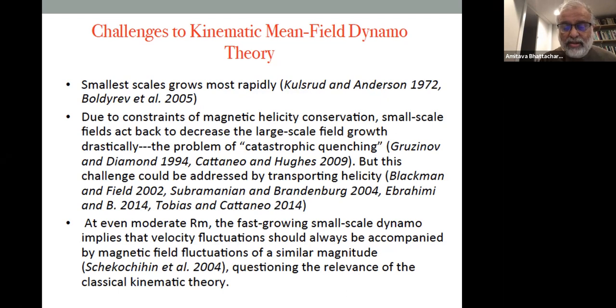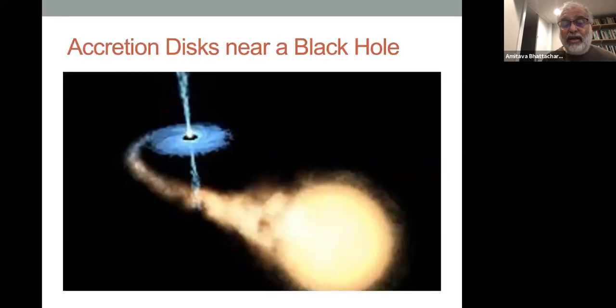And the fact of the matter is that even at moderate Rm, the fast-growing small-scale dynamo implies that velocity fluctuations should always be accompanied by magnetic fluctuations of similar magnitude. And therefore, there is no limit at which you can say, this is the regime where I know kinematic theory works, except at the very, very early instance. So in my opinion, unless you really back it up with a lot of work, computational and analytical, you should view with some skepticism predictions that rely purely on the kinematic induction dynamo model by itself.